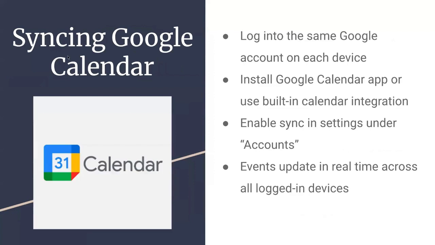Here's how to sync your Google Calendar. You want to log into the same Google account on each device. Then you install the Google Calendar app or use built-in calendar integration. You want to then enable sync in settings under accounts. We might show a video on how to exactly do this, but this is just a quick overview. And events update in real time across all logged in devices.